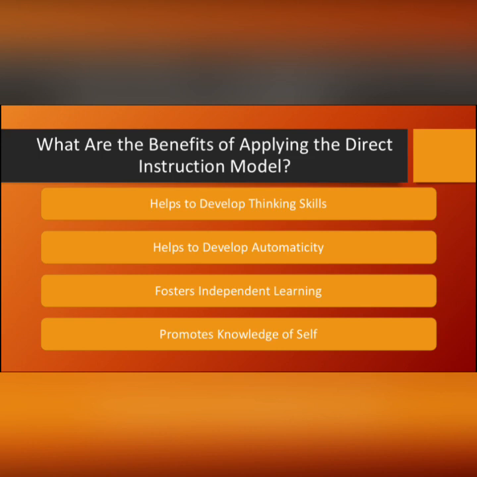What are the benefits of applying the direct instruction model? The first benefit is that it helps to develop thinking skills. The second is that it helps to develop automaticity. The third is that it fosters independent learning, and the last is that it promotes knowledge of self.